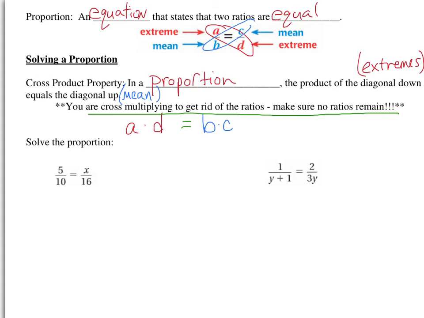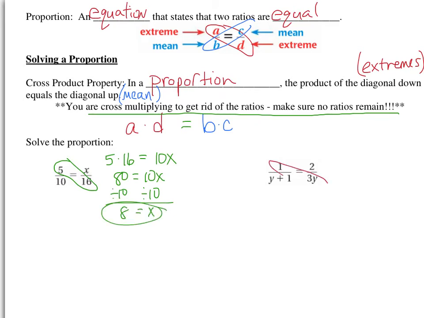So in this first one, when we actually do that, we're going to take our 5 times 16 and set it equal to our 10x. So once we multiply that, we get 80 equals 10x. We have to divide by 10 on both sides. So we get x equals 8 for the first one.